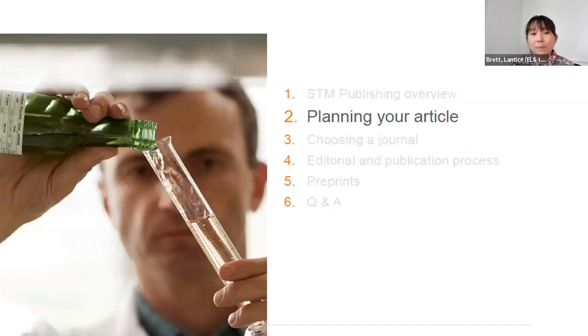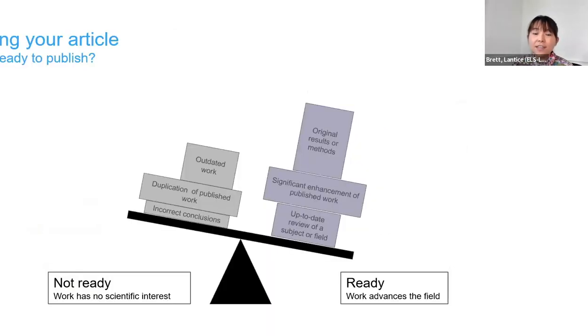So let's talk about how to plan your article now. First, you need to ask yourself, are you ready to publish? You should not consider publishing yet if your work is outdated because it will be duplicating previously published work, or if your conclusions are incorrect or not acceptable. These points are good indicators that your report lacks scientific interest or does not substantially advance the field.